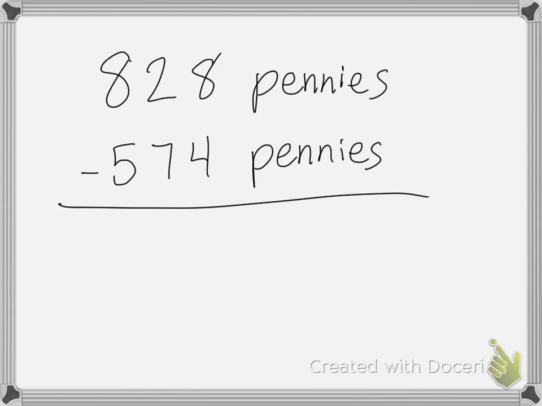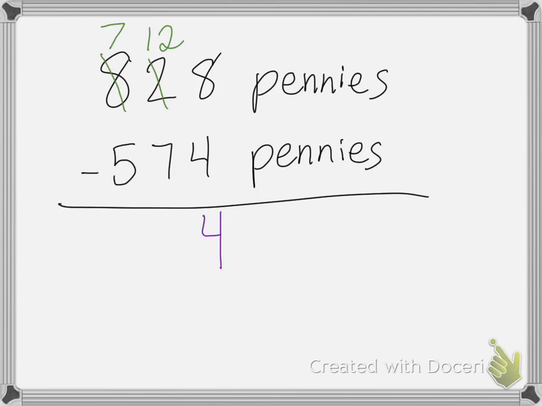Okay, last one. So remember, we subtract the ones columns first. Okay. 8 minus 4 is 4. Now the tens column. I cannot take 7 away from 2. So I'm going to have to borrow from the hundreds. Take one of the hundreds and turn it into tens.